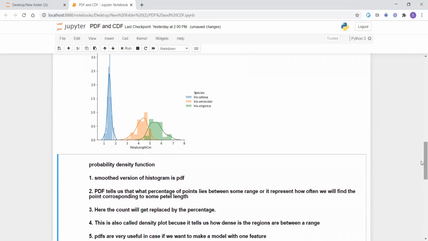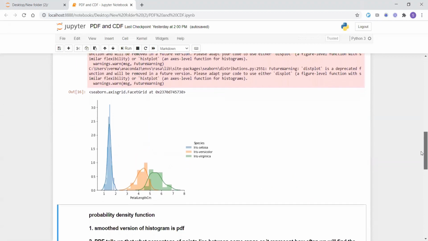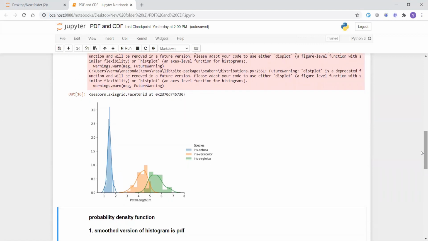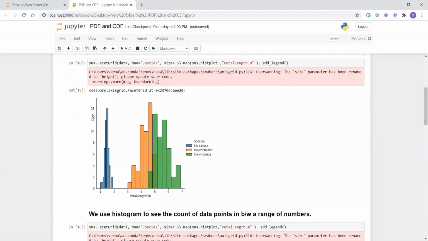PDF is also known as the density plot because it tells us how dense the region is between a range. What a histogram tells us is the count of the data present in between a range, and PDF tells us the percentage of the data that lies within a range of numbers of a feature. So when we draw a PDF out of a histogram, our y-axis gets converted into percentage. As you can see, this is the percentage, and in the histogram this is the count.